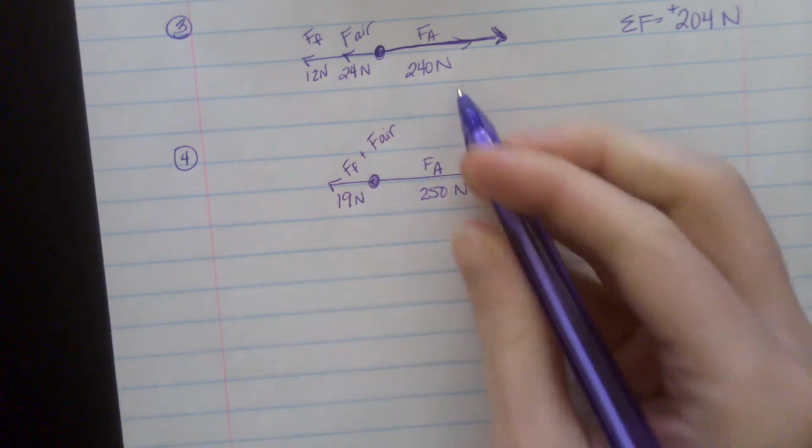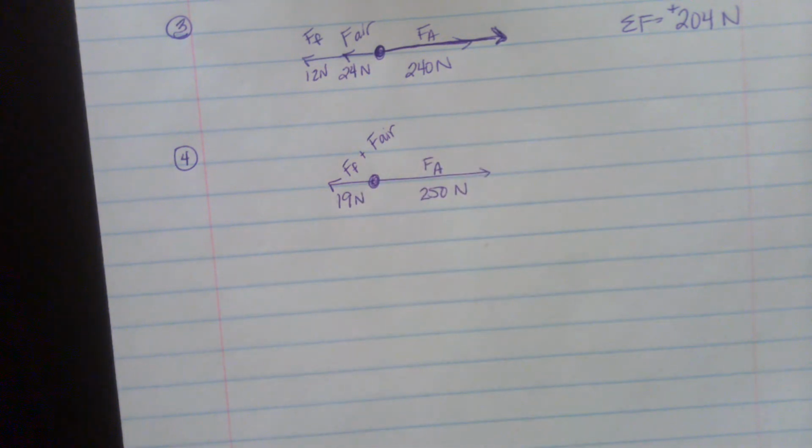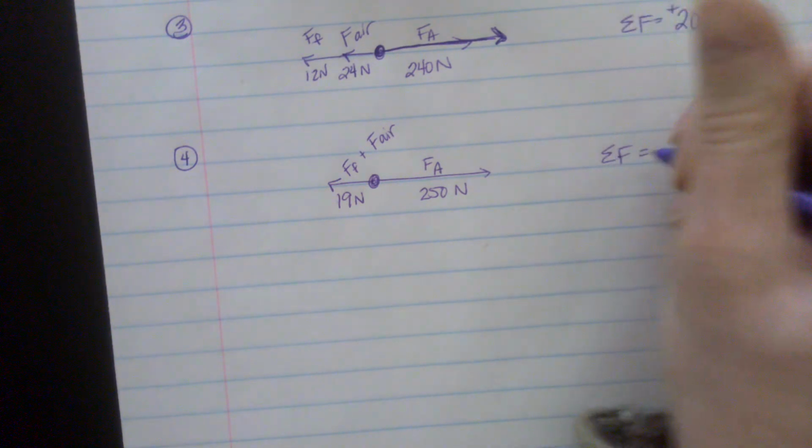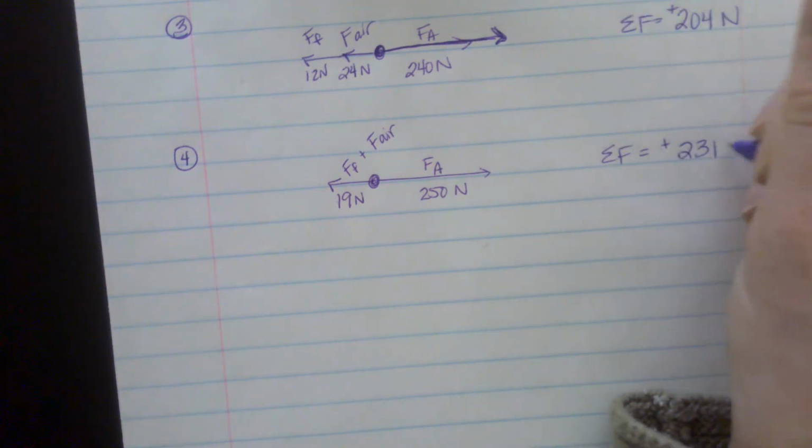So this is very similar to the last one. You just subtract 250 minus 19. Gives you a net force of 231 in the positive direction.